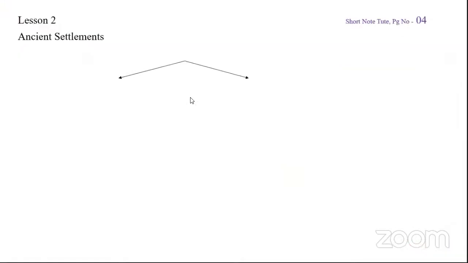So the lesson is ancient settlements. Here we will be discussing how Sri Lanka was settled and what were the ages that we have to be keen on regarding the evolution of humankind in Sri Lanka. Now see the prehistoric era. What is the prehistoric era? We can divide the prehistoric era into two times, the Stone Age and the Proto-Historic time period.